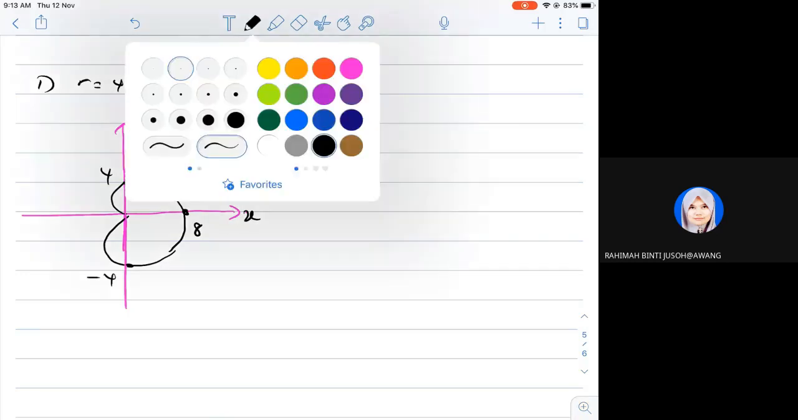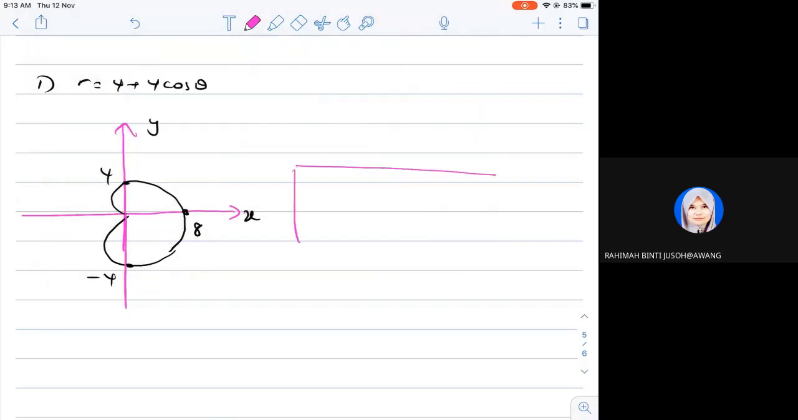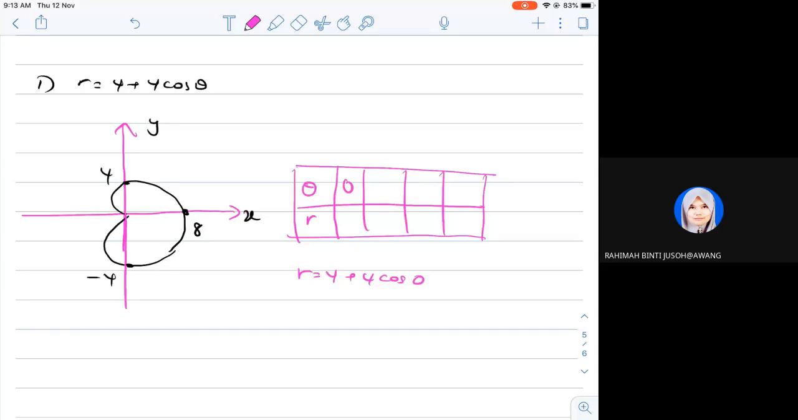Because we put a table. If we put a table, we have angle and r. If theta is 0, you substitute into r equals 4 plus 4 cos 0. Cos 0 is 1, so we get r equals 8. That's why we have 8 here, on theta equals 0.